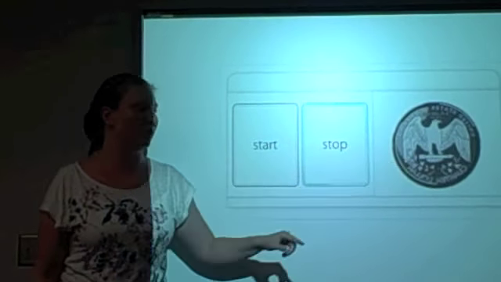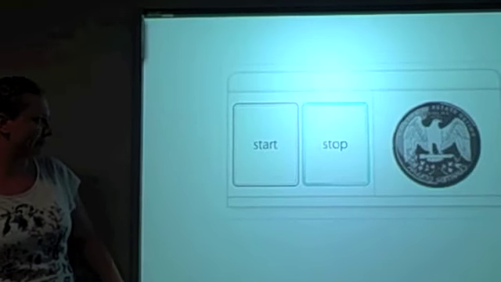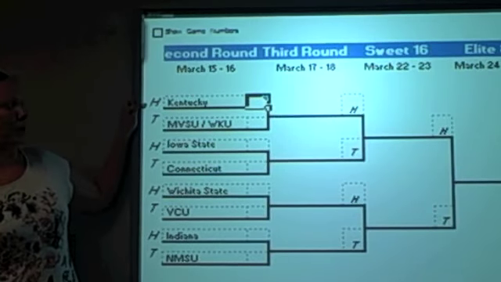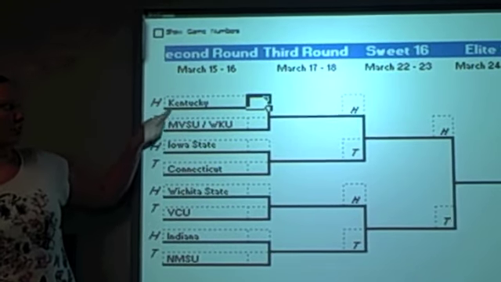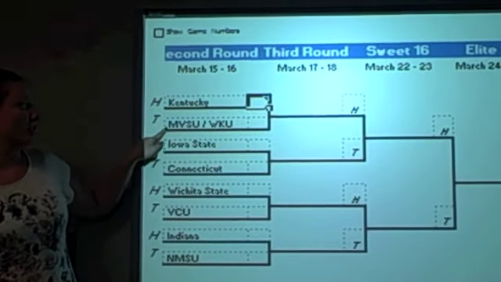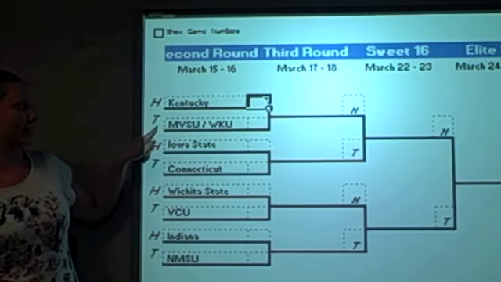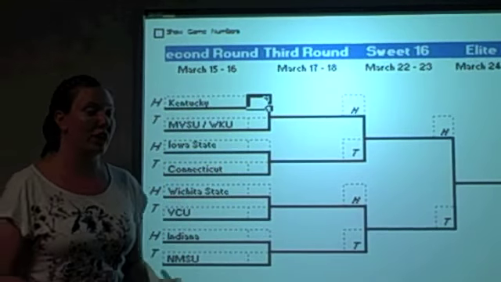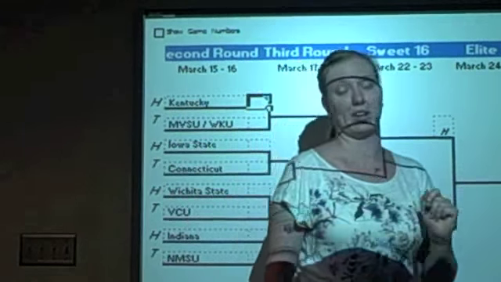Okay, I got tails. So what I'm going to do is go back to my bracket. Whoops. There it is. And in my first game, the H next to Kentucky means heads, and the T next to MVSU means tails. So my quarter predicted that MVSU is going to win this game. So you're going to fill in whichever team wins that coin toss.